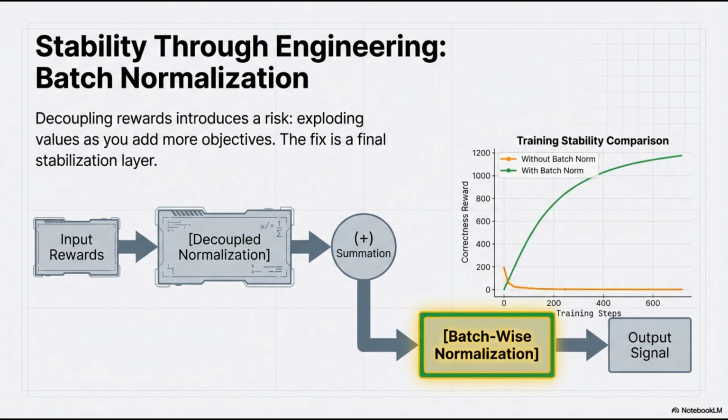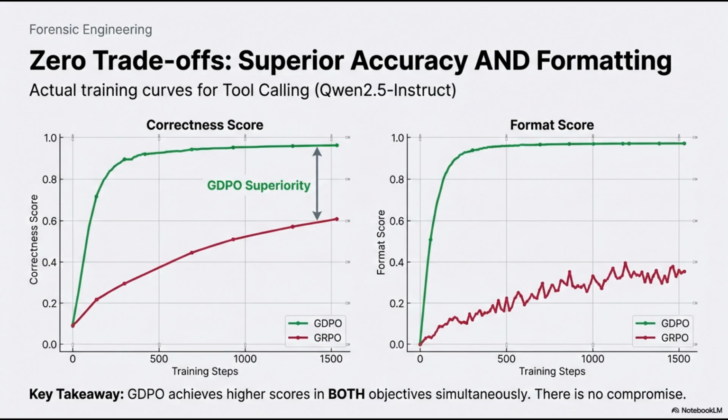Look at what happens without this step. The orange line, GDPO without batch normalization, flatlines near 0, complete training failure. The model learned nothing. The green line, full GDPO with batch normalization, climbs steadily past 1000 on the correctness reward. Stable, successful training. 2 components. Decoupled normalization preserves your signal, batch normalization stabilizes it. You need both.